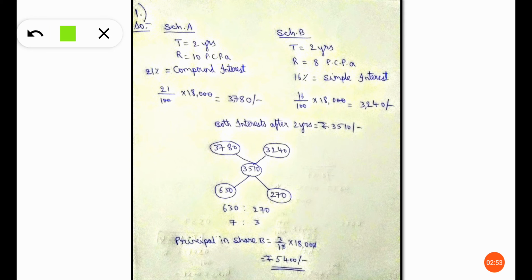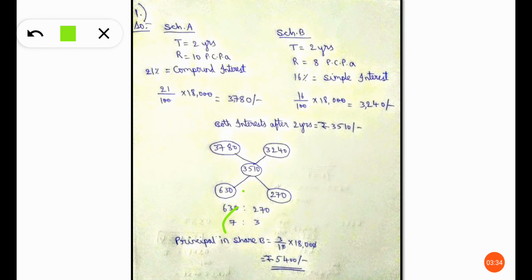Now let's see here the 3,780 of scheme A, 3,240 of scheme B. 3,510 is the sum of both the interests. On identifying the difference, 3,510 minus 3,240 equal to 270, and 3,780 minus 3,510 equal to 270. Now we have to identify the ratio of these two terms, 630 and 270. On identifying the ratio, we get 7:3. That means 7 parts is from scheme A and 3 parts from scheme B.